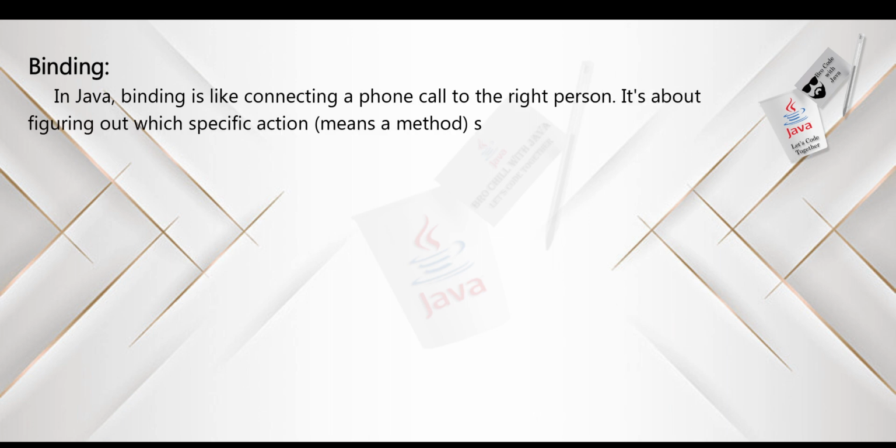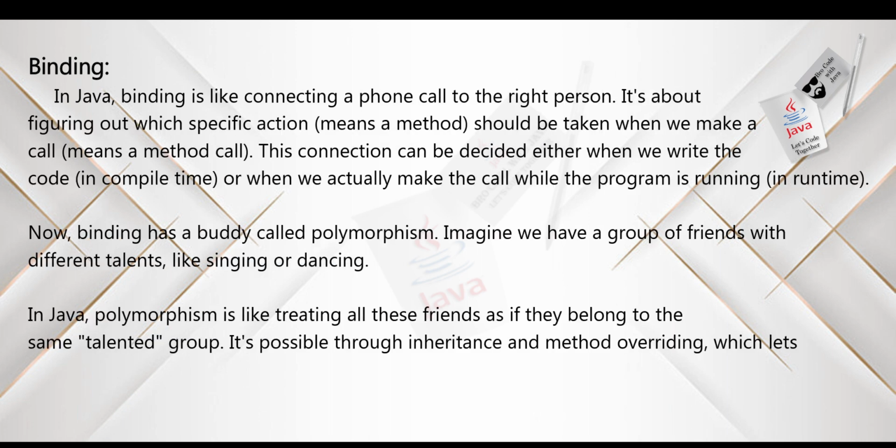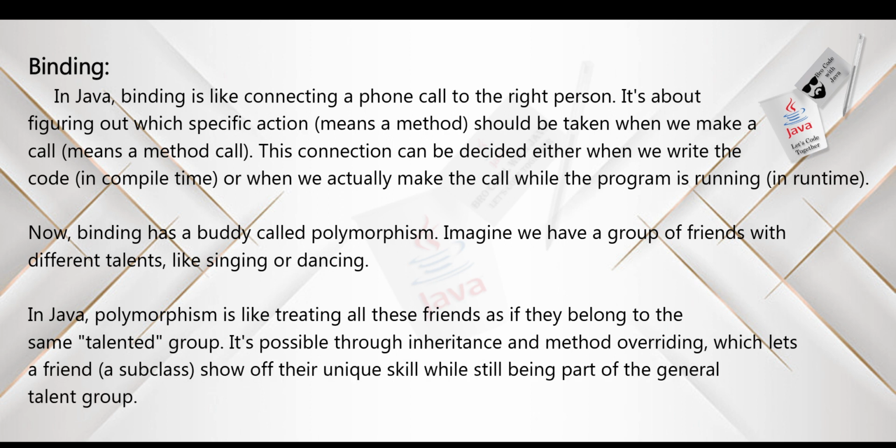In Java, binding is like connecting a phone call to the right person. It's about figuring out which specific action, meaning a method, should be taken when we make a call, meaning a method call. This connection can be decided either when we write the code, in compile time, or when we actually make the call while the program is running, in runtime.